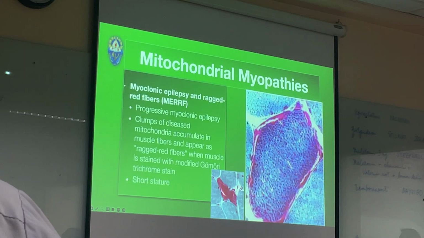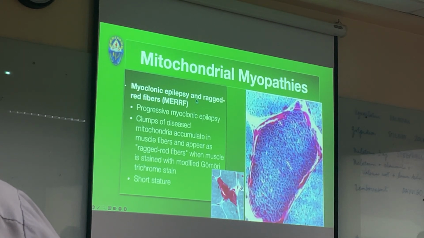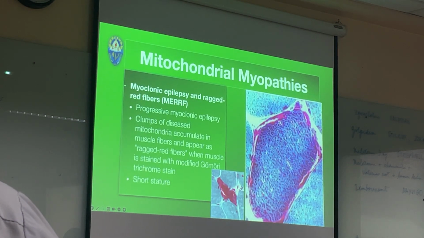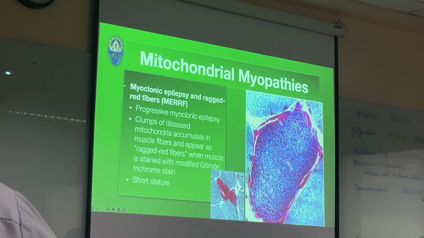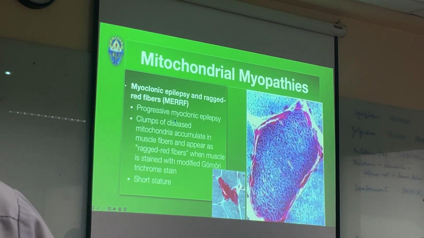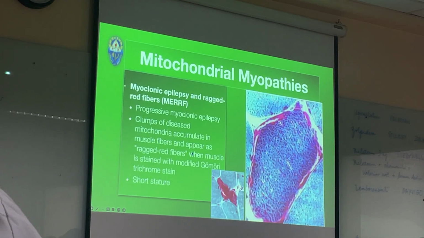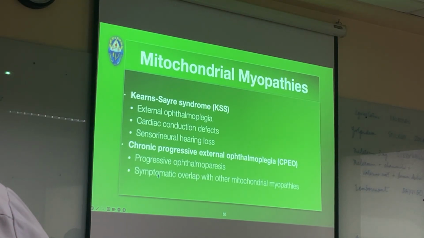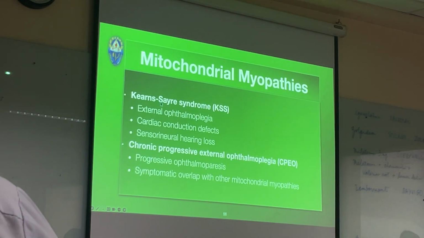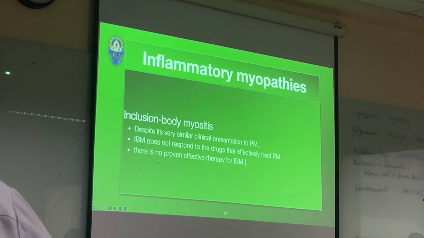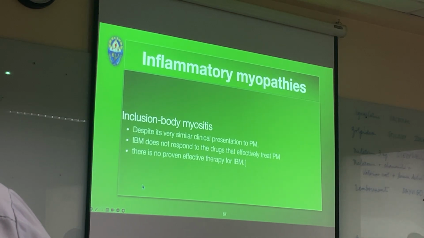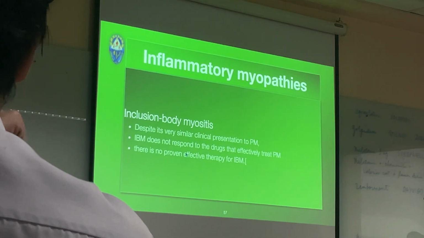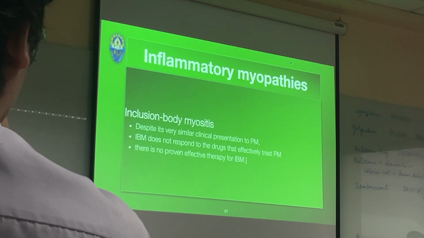So, MERRF, myoclonic epilepsy with ragged red fibers, because they see ragged red fibers in the specimen. Okay? So, and it's basically the disease of mitochondria, which appear as ragged red fibers. Okay? Inflammatory, as we mentioned, inclusion body myositis, similar presentation to polymyositis. And it does not respond to the drugs that effectively treat polymyositis.